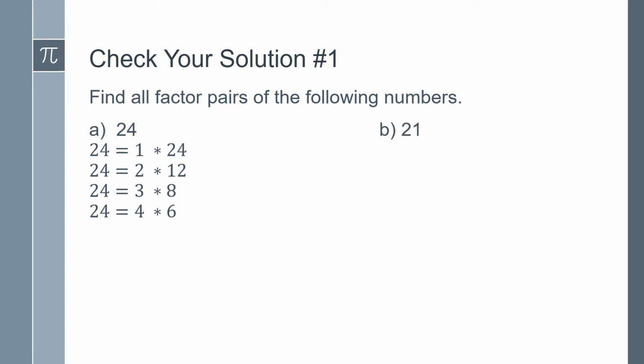Now the number 21. Start with the first factor pair, which is 1 times 21, and then we try the number 2, which is not a factor of 21, so we have the number 3. 3 times 7 is the next factor pair of 21. 4, 5, and 6 are all not factors of 21, which brings us right back to 7, so we know that we're done.